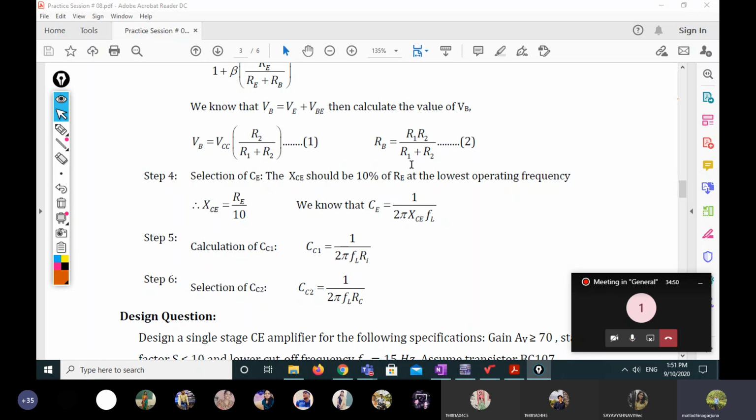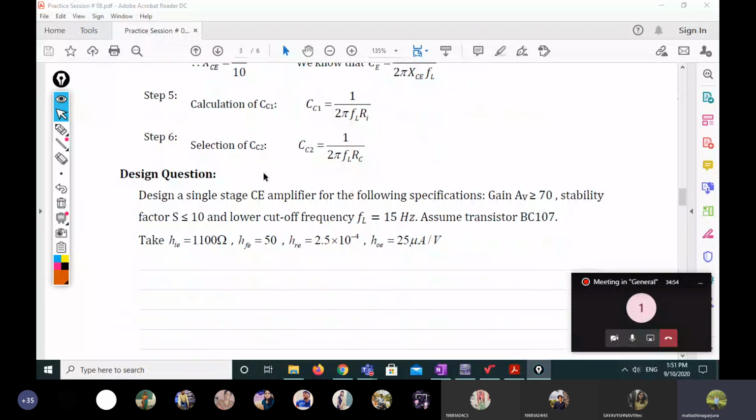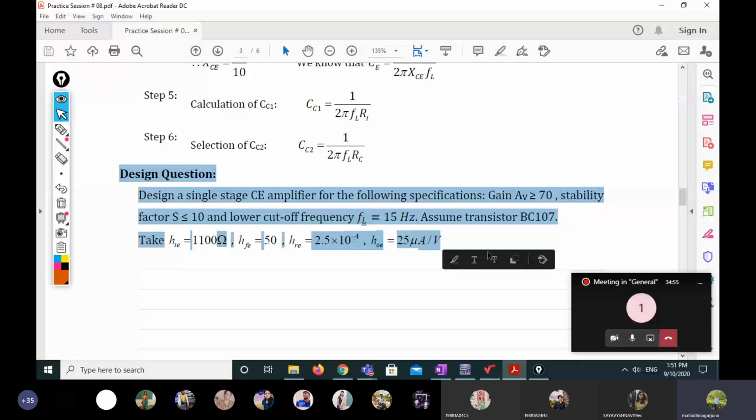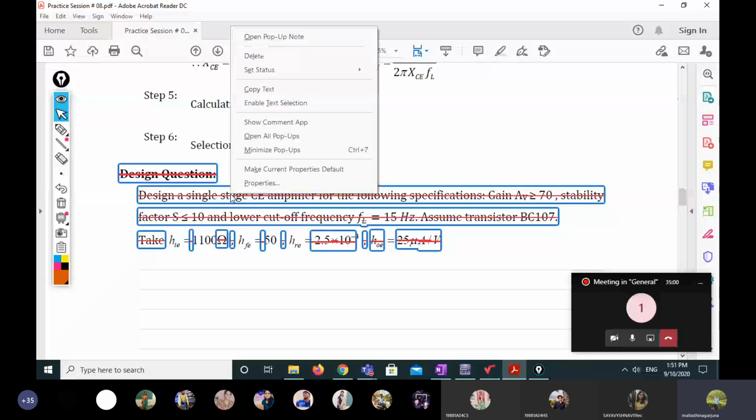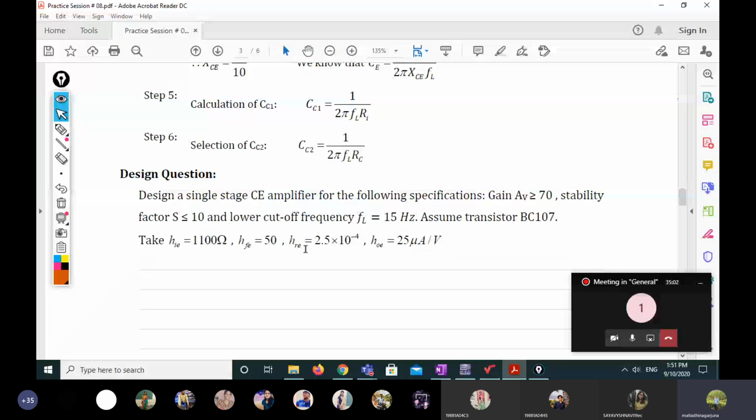Okay, so now note down the question, this design question. Design a single stage CE amplifier for the following specifications. Gain greater than or equal to 70. Stability factor S less than or equal to 10. And the lower cutoff frequency FL equal to 15 Hz. Assume the transistor BC107. Take hie equal to 1100 ohms, hfe 50, hre 2.5 into 10 power minus 4, hoe 25 microamps per volt.